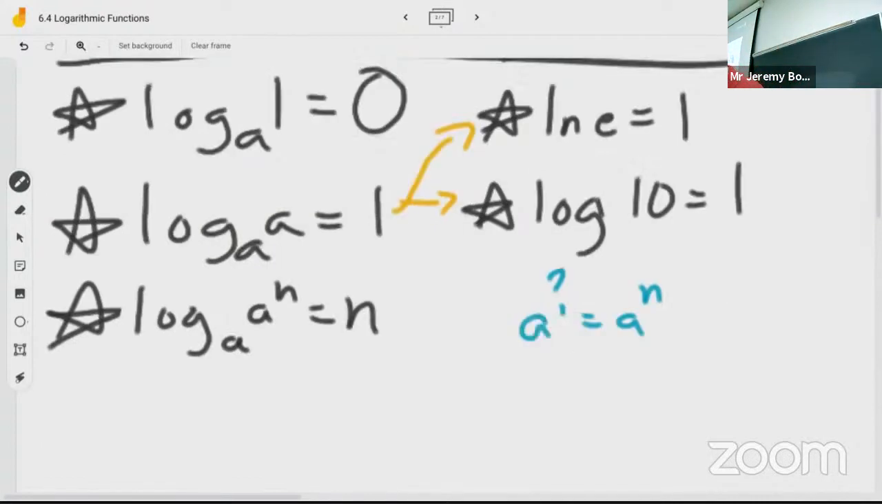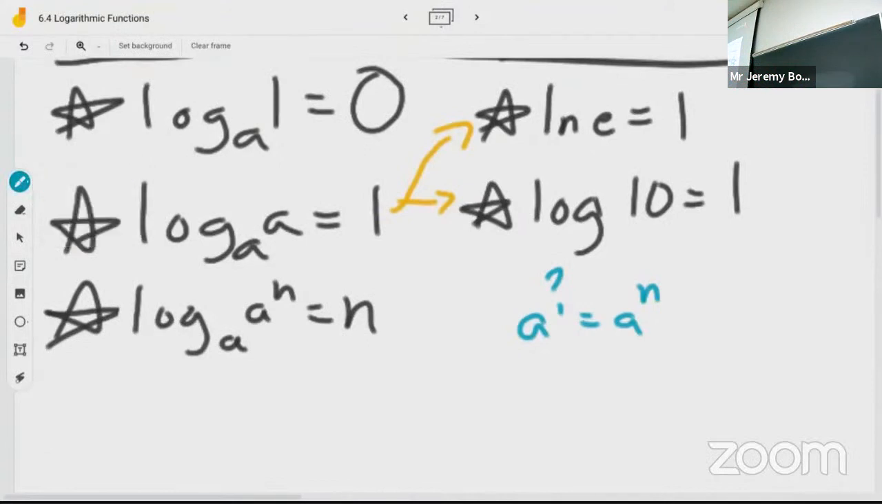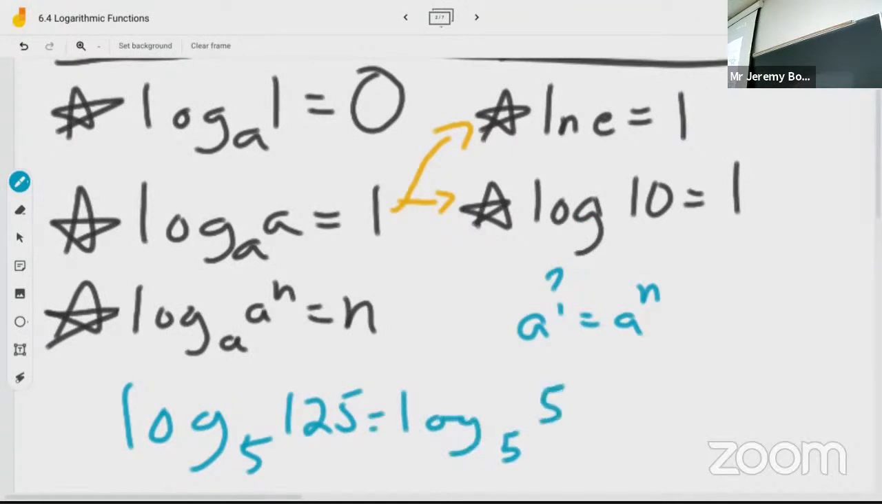So if someone asks you, what's log base 5 of 125? That's the same thing as log base 5 of 5 to the third, right? So what power do I need to raise 5 to get 5 to the third? That's going to be 3. So just like we did before, you can use that to solve them as well. Any questions on that?